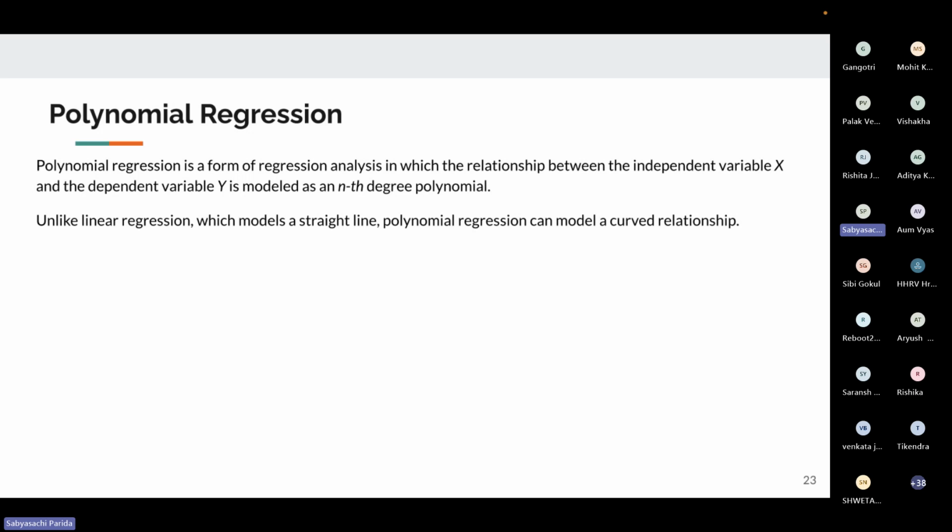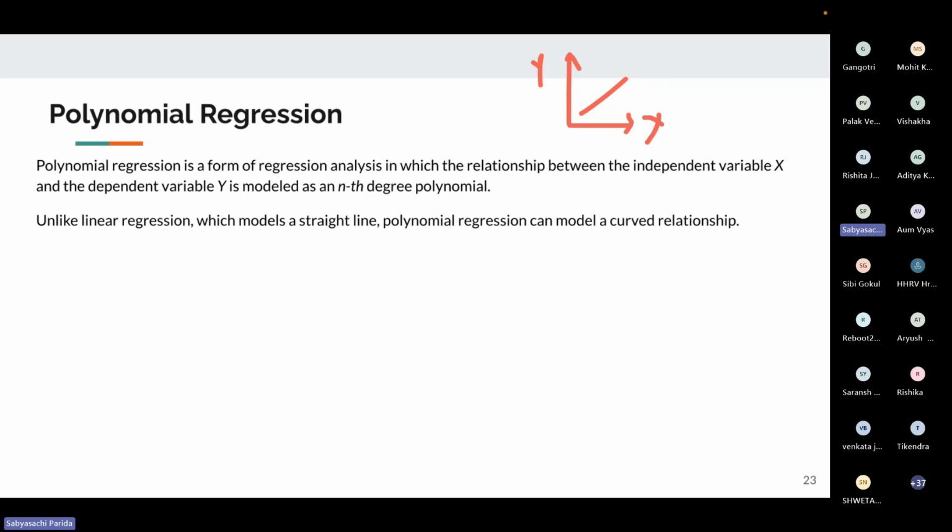Okay. So coming to the next topic, polynomial regression. In linear regression, what we have considered is that there is a linear relationship between the target and the predictor. That means if x is increasing, y is increasing. If x is decreasing, y is also decreasing. This is the linear relationship between y and x.